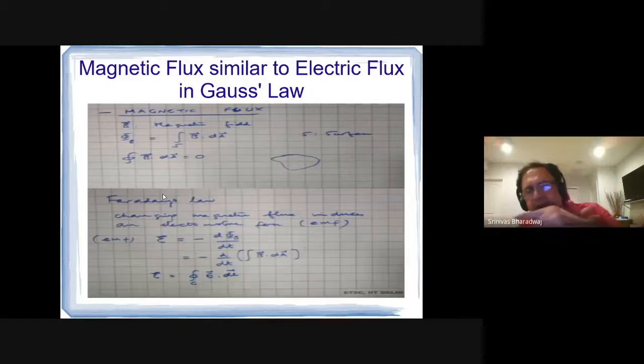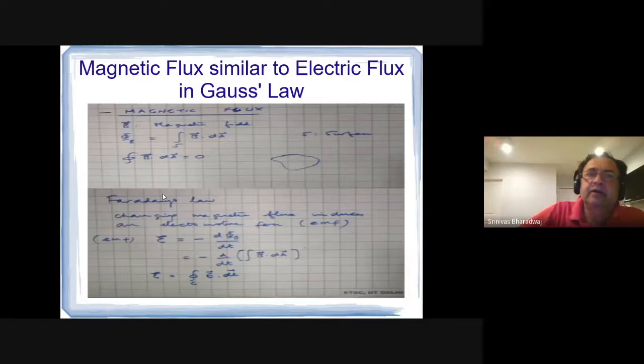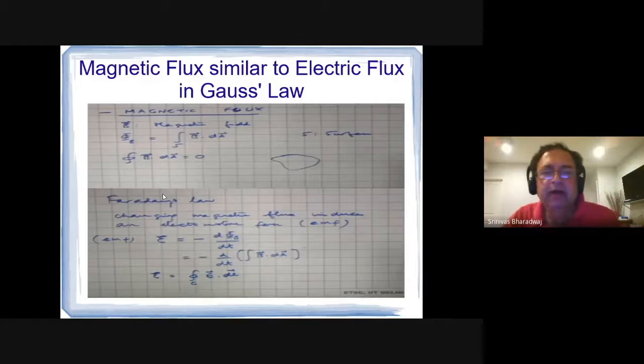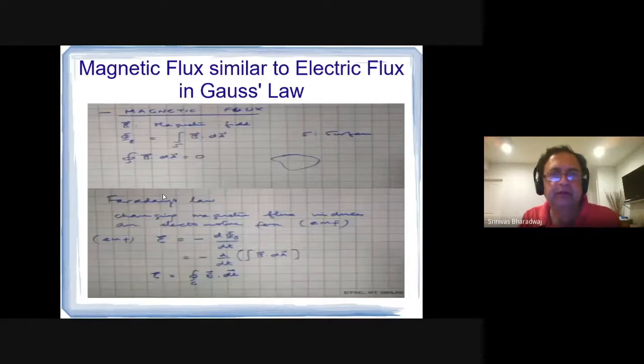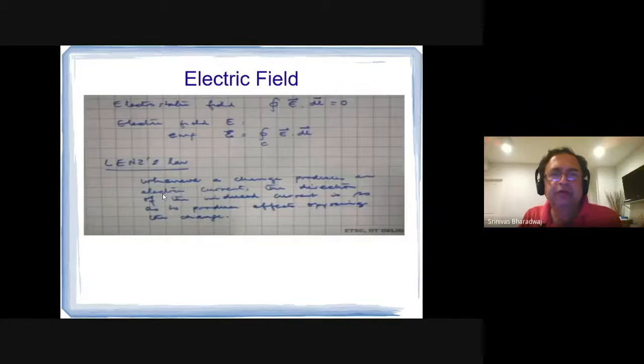So B and A are parallel, so B dot dA will have a proper flux. So d phi by dt will then produce the EMF. So the integral of B dot dA is phi, and d phi by dt equals EMF, the voltage that is produced. We all know that EMF is also the line integral of E dot dl, and therefore we ended up with Faraday's law. So now this was just a recap.